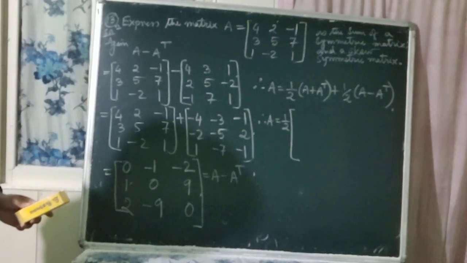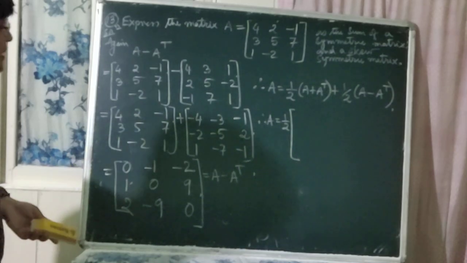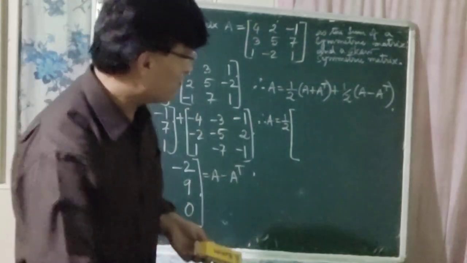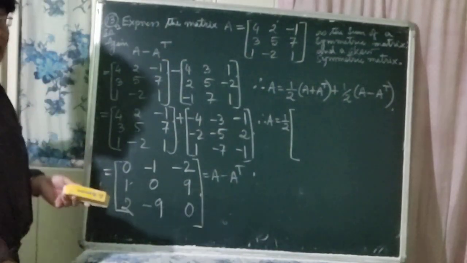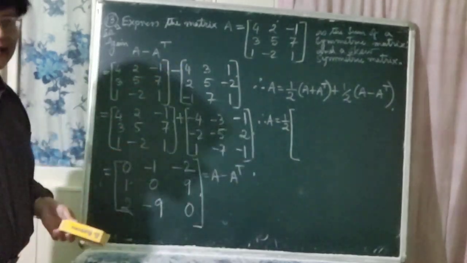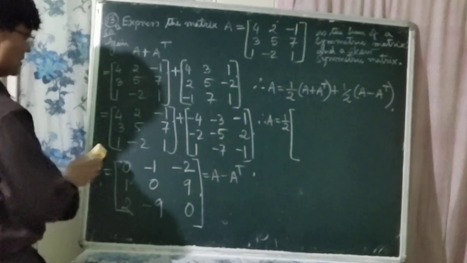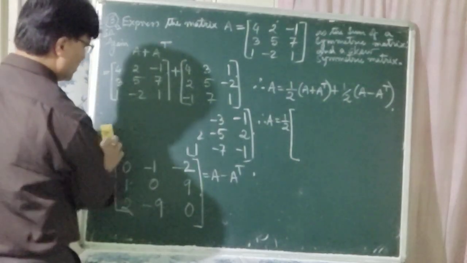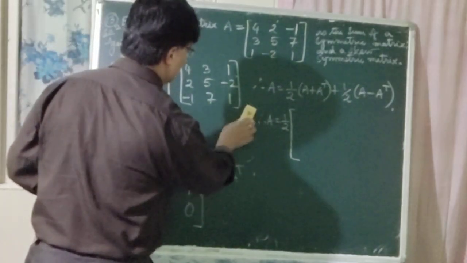So half into A plus A transpose, I forgot it. Again I would have to repeat that video and pause it, but instead of that, I will find out A plus A transpose again. So this is your A plus A transpose, isn't it? And this is your A minus A transpose. You can pause the video and see it.